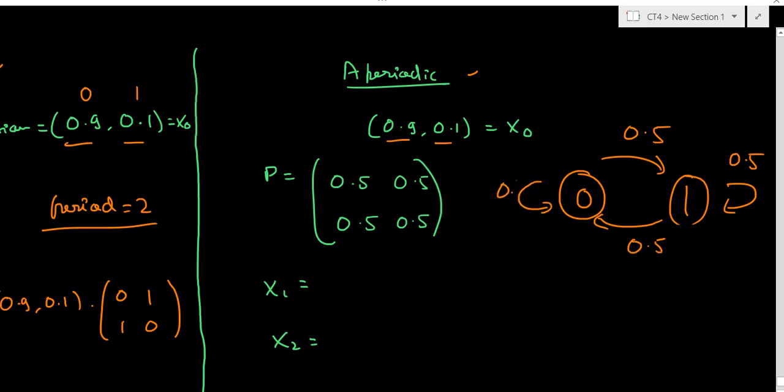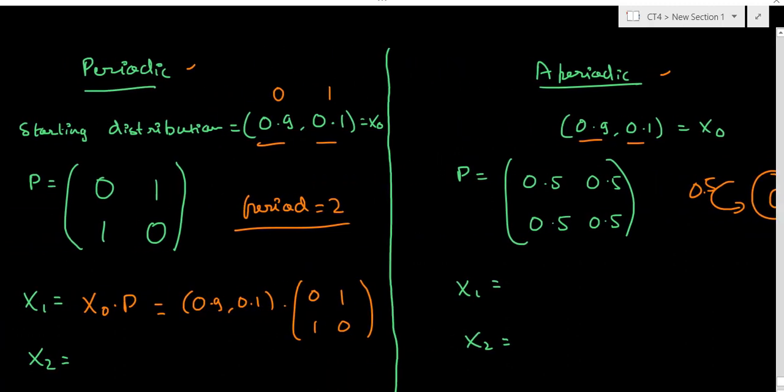So now this is aperiodic because I can return from 0 to 0 in any number of steps. So 0, 1, 2, 3, 4, 5, 6, and so on and so forth, and I can return from 1 to 1 in any number of steps. So this is aperiodic, right? Now let's just see what's happening in the long run.